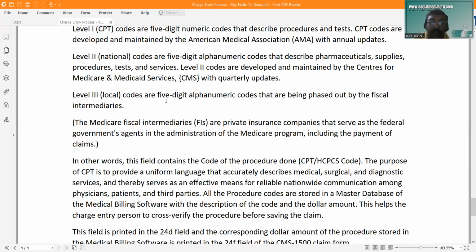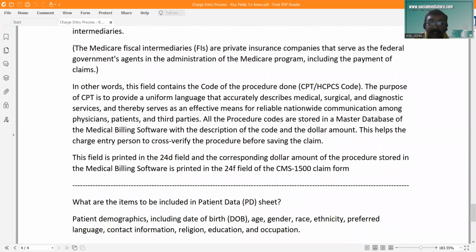Level 2 local codes are 5-digit alphanumeric codes that are being phased out by the fiscal intermediaries. The Medicare fiscal intermediaries, FIs, are private insurance companies that serve as the federal government agent in the administration of the Medicare program, including the payment of claims. In other words, this field contains the code of the procedure done, CPT or HCPCS codes.